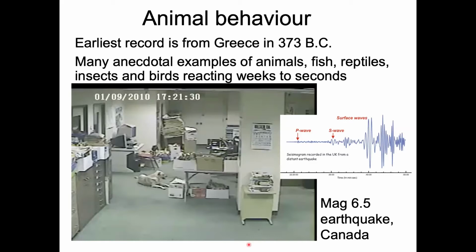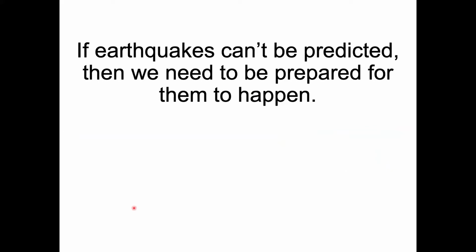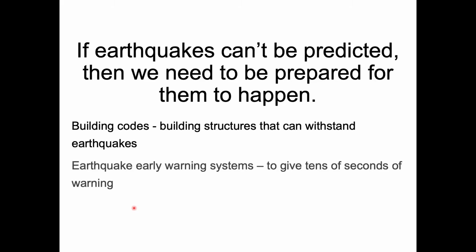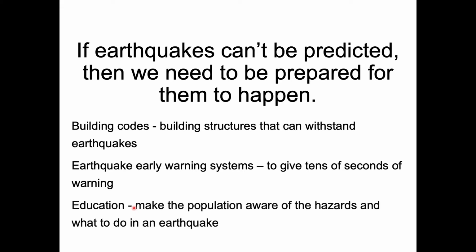Okay, so if we can't predict earthquakes, then we need to try and prepare for them to happen. And there are many different ways we can do this. For example, countries can develop building codes. And this relates back to the probabilistic seismic hazard map that I talked about before. Countries can also have earthquake early warning systems, or countries can develop education programs to make the population aware of the hazards and what to do in an earthquake.